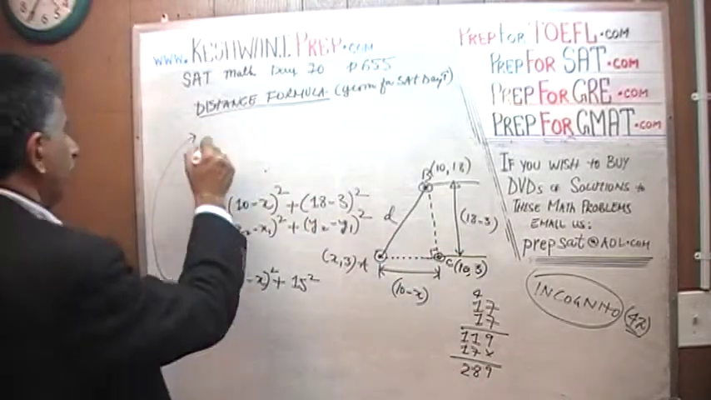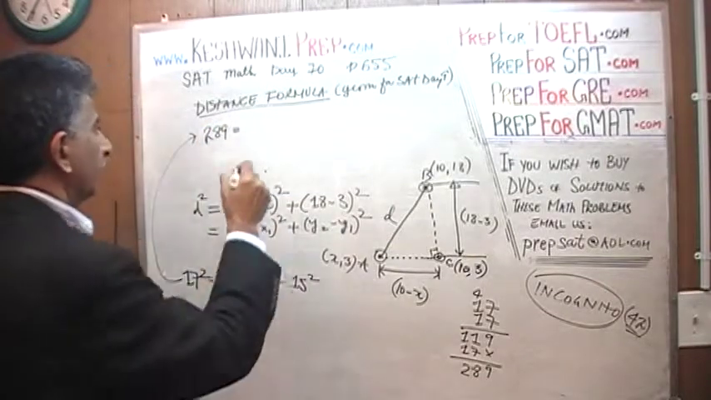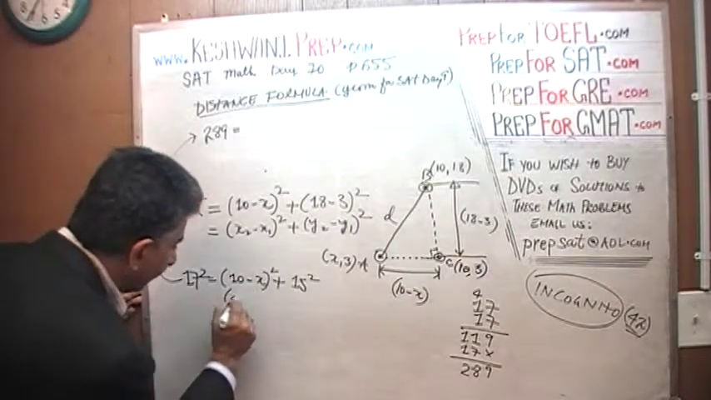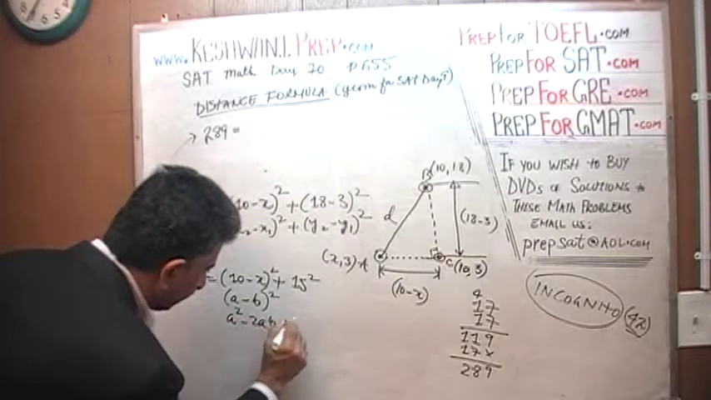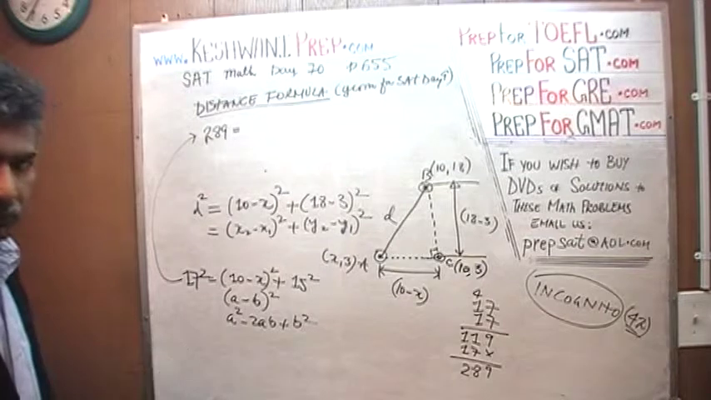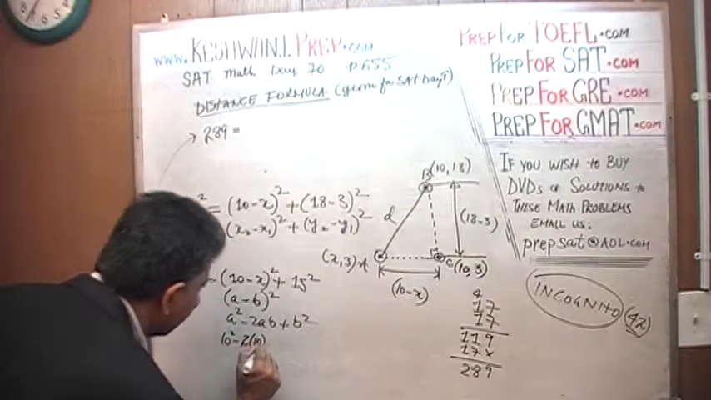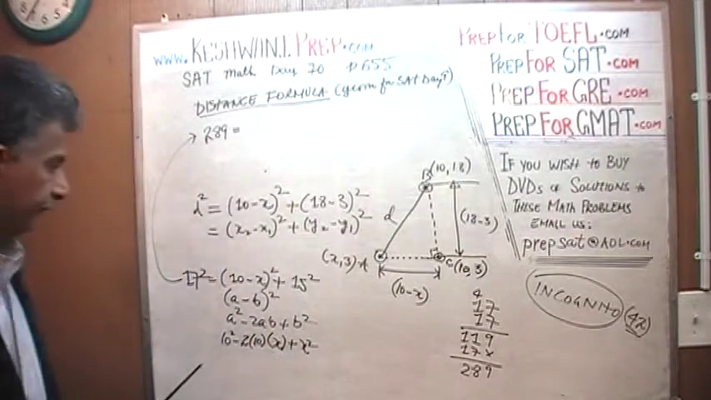289. 17 squared is 289 equals (10 minus x) squared. Let's open this parenthesis, (10 minus x) squared. We have to use the formula (a minus b) squared, which is going to be a squared minus 2ab plus b squared, except here our a is 10 and our b is x. So it's going to be 10 squared minus 2 times 10 times x plus x squared. That's what we're going to have.